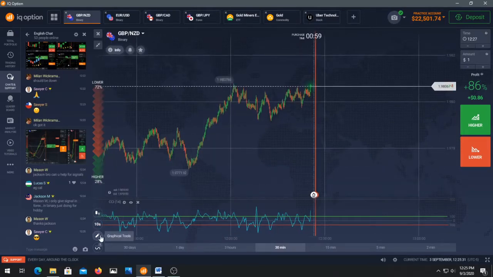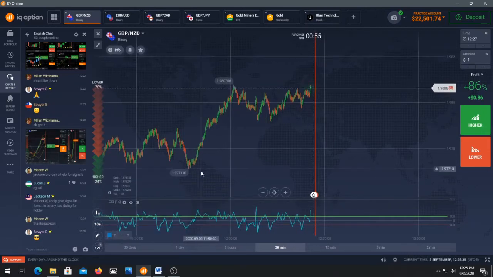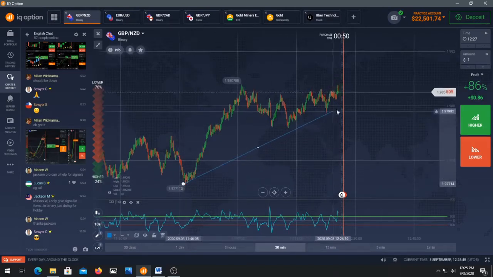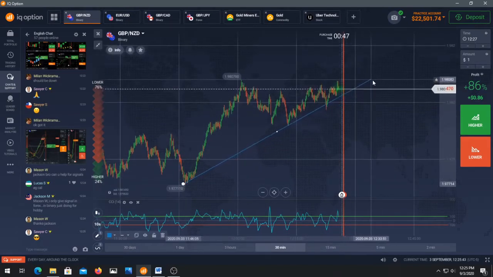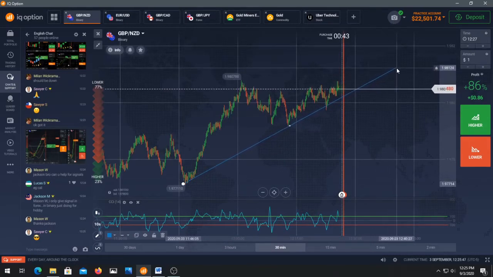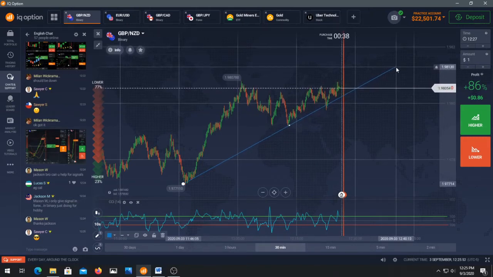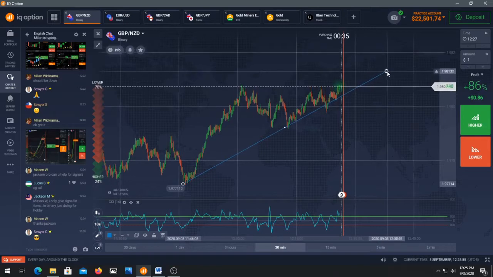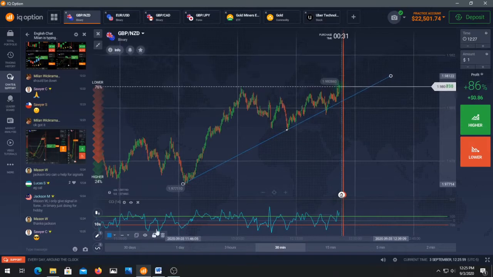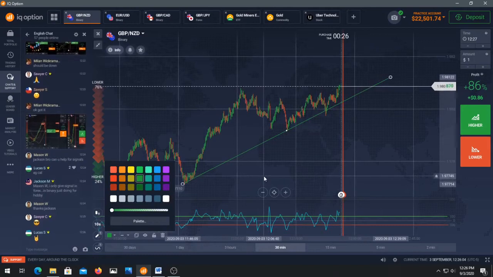Then I'm going to go to the graphical tool. I'm going to draw a line, and I'm going to draw the support line. You want to touch at least 3 points. I'm just going to change the color to green, suggesting that it's a support line.